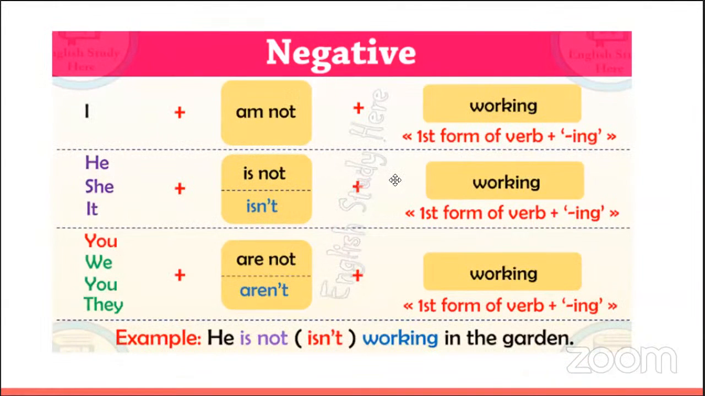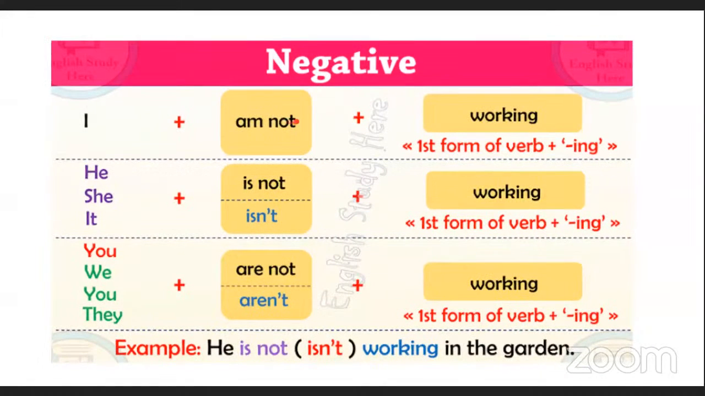Let's go to the negative. For the negative form, we only need to add the word not. And we can use the complete form or the contracted form as well. Is not or isn't. Are not or aren't. Please, can you read the example? He is not, he isn't working in the garden. Correct. So you can say isn't or is not. It's the same. Nothing will change. The only important thing is to remember that we need to add the word not.